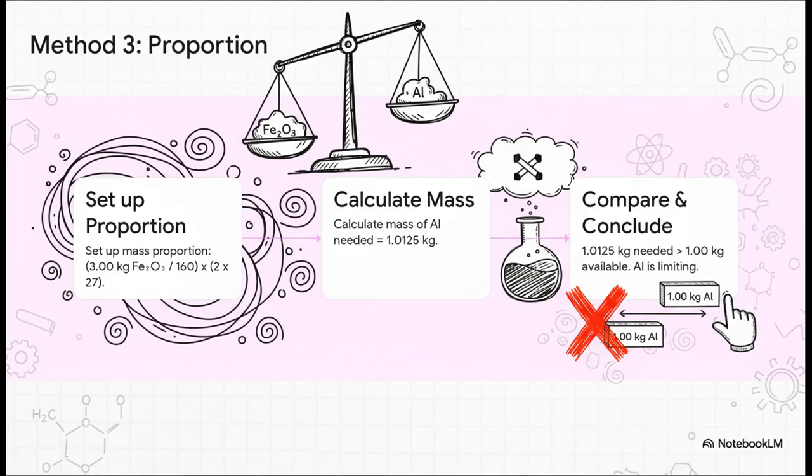Now, if you prefer working directly with masses instead of converting to moles and back again, you can use a proportion method. This approach basically combines all the steps from method 1 into one single calculation. You work out the mass of aluminum needed to react with 3 kilograms of iron oxide, and you get the exact same answer. You need 1.0125 kilograms, which is more than you have, so aluminum is limiting.